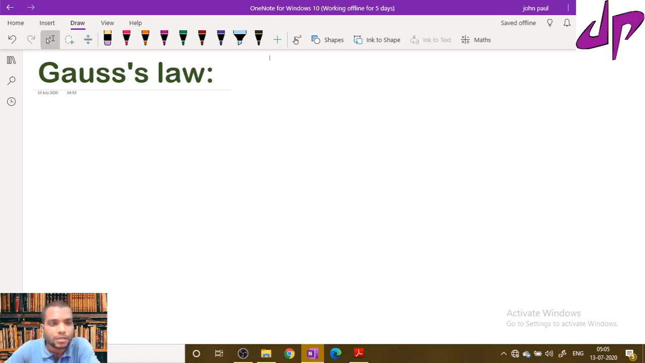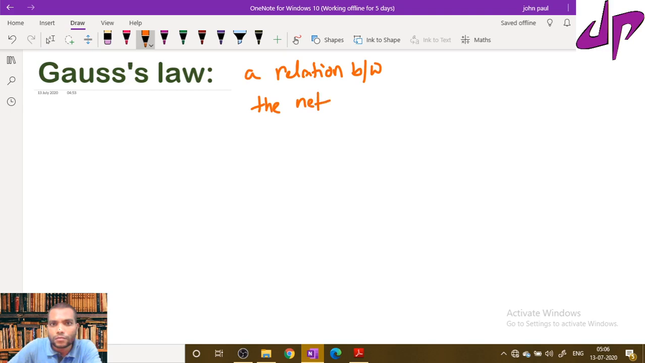Hi guys, today I would like to discuss Gauss's law. Gauss's law gives a general relationship between the net flux through a surface.